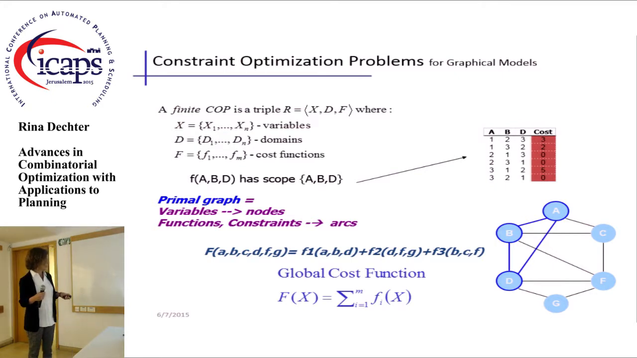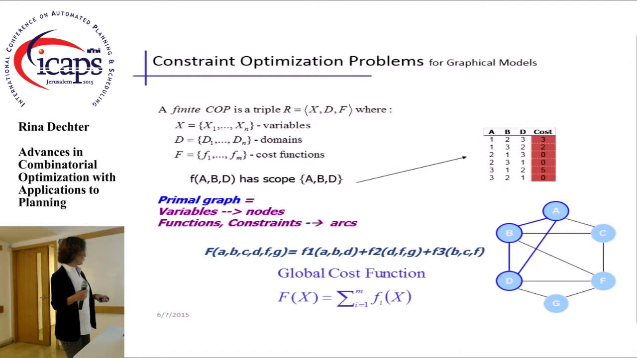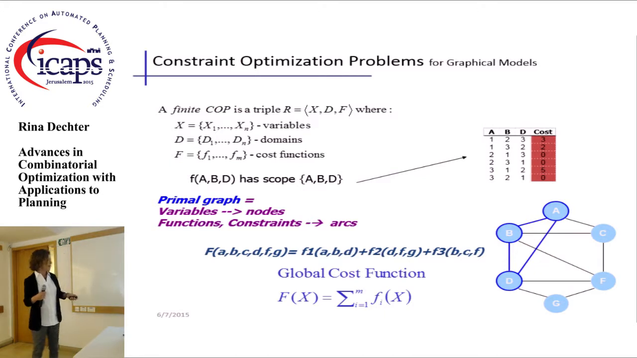And here in this example, you have a global function, which is composed of three smaller functions, and this would be the primal graph associated with it, because A, B, and D are connected because they appear in this function, D, F, and G are connected because they appear, D, F, G are connected, and so on. So the information in the graph is the missing arcs. C and D are not connected. It means that there is no single function that is defined on both of them.